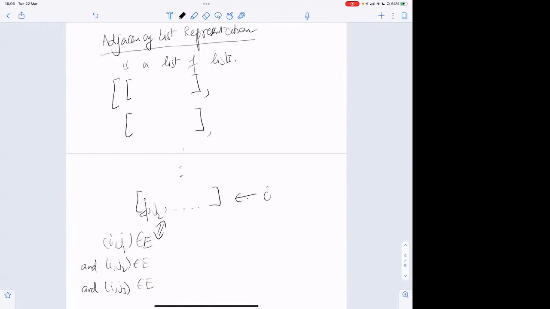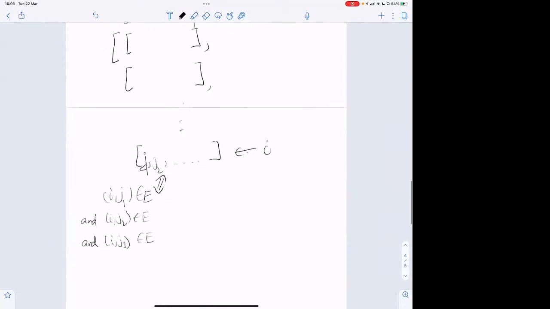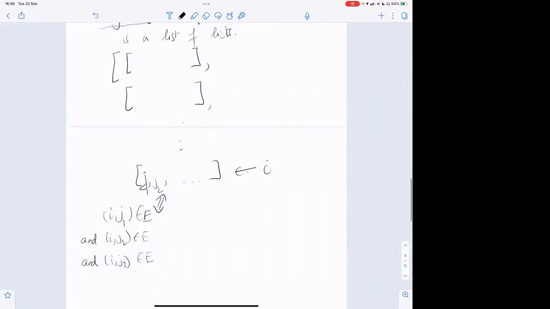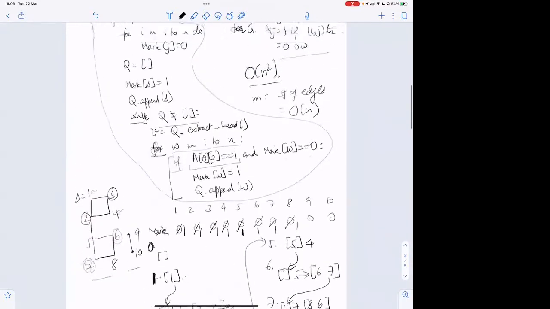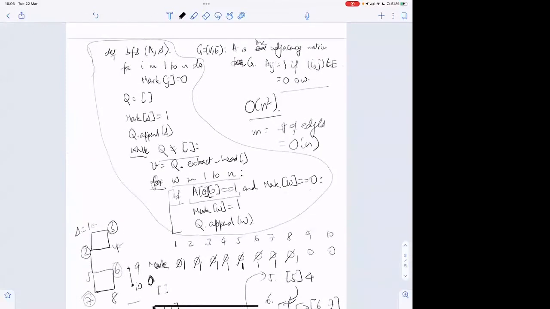So now how does this help us in running this algorithm in order n plus m time? Let me copy this algorithm.